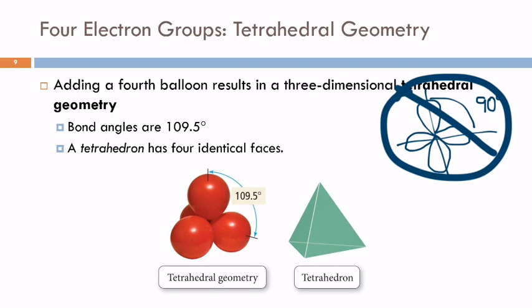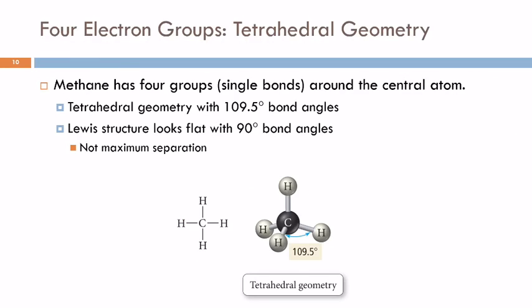This is called a tetrahedral geometry. Here's a picture, a drawing of a tetrahedron. It's a three-dimensional solid, regular solid, that has four identical faces. We're familiar with cubes. Cubes have 6 faces. A tetrahedron has 4 faces. And the prefix tetra means 4. So 4 things get away from each other by making a tetrahedron. Let's look at methane. Here's the Lewis structure for methane. We look at the central atom, and there are 4 electron groups, 4 single bonds. 4 groups makes a tetrahedron.